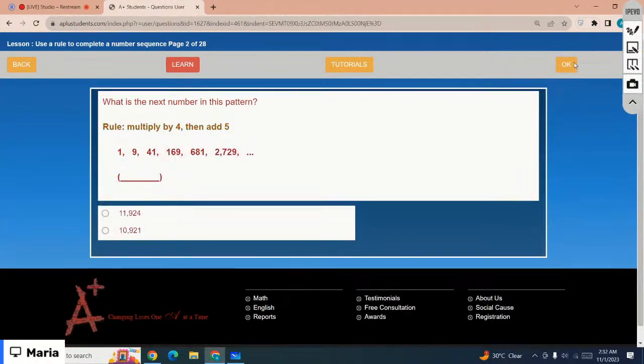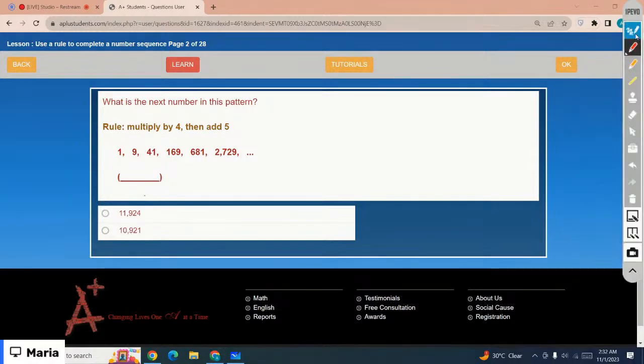Okay, what is the next number in the pattern? So which is the next one? You have to multiply the last number by 4 and then add 5. The last number is 2729. Just multiply this number by 4 and add 5, then see which is the answer.